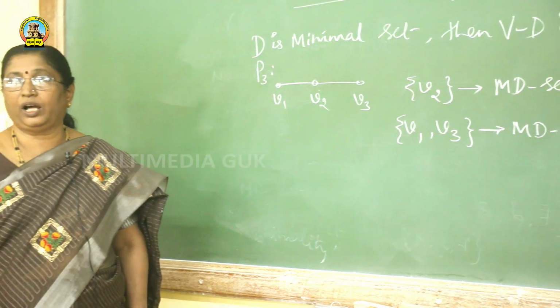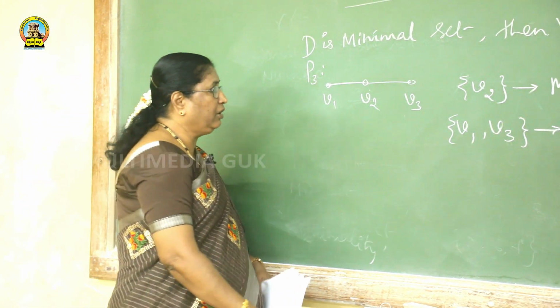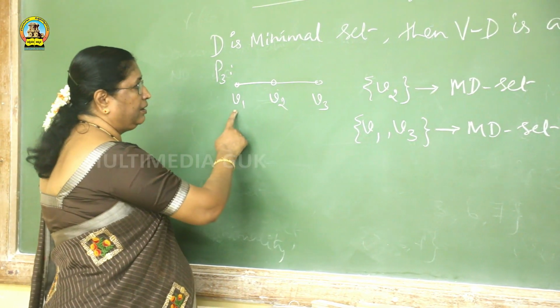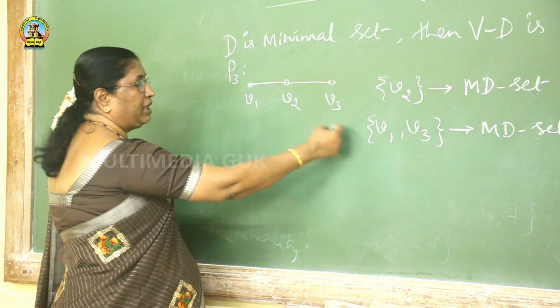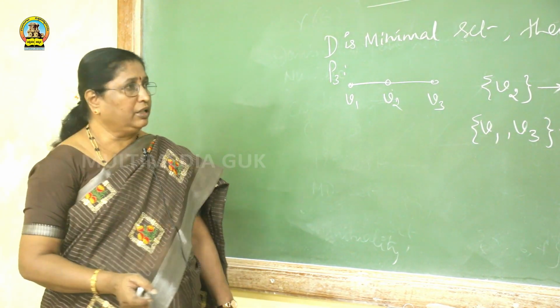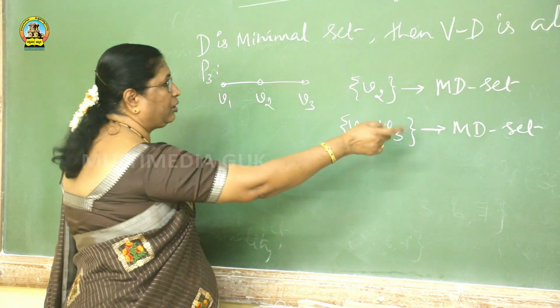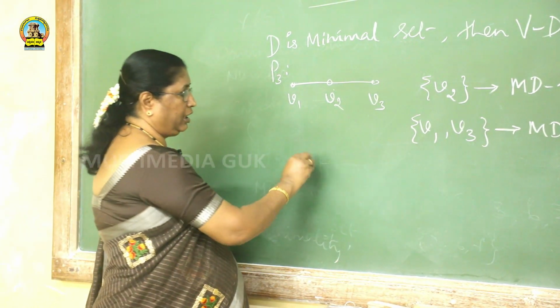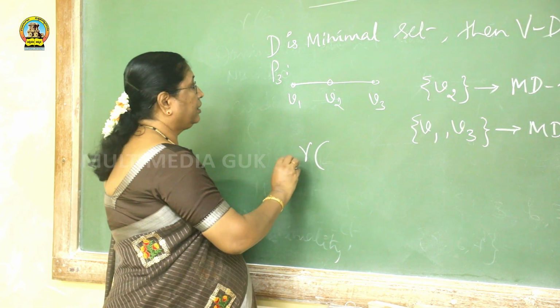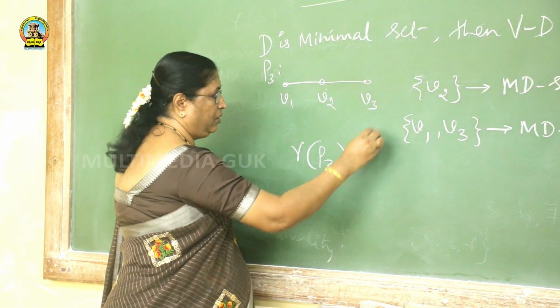In this case, you have the two minimal dominating sets. By the removal of any one vertex V1, the domination property is disturbed. The domination definition is destroyed. So that should not happen. So this kind of sets are called the minimal dominating sets. And the cardinality, that is gamma of P3, in this case you have 1.